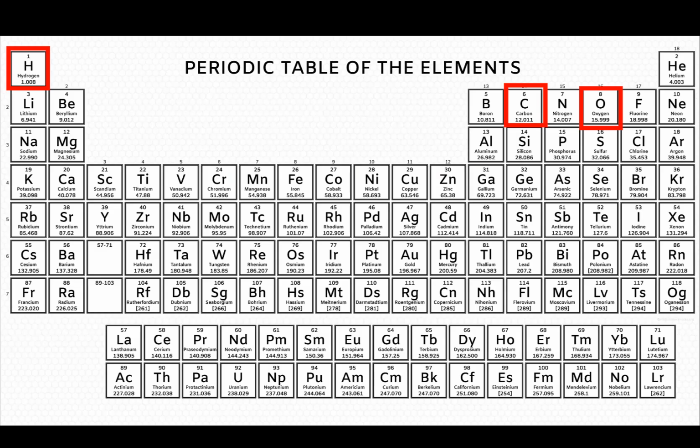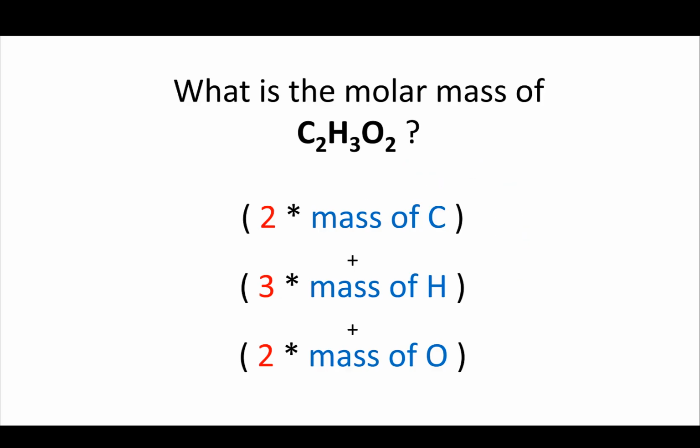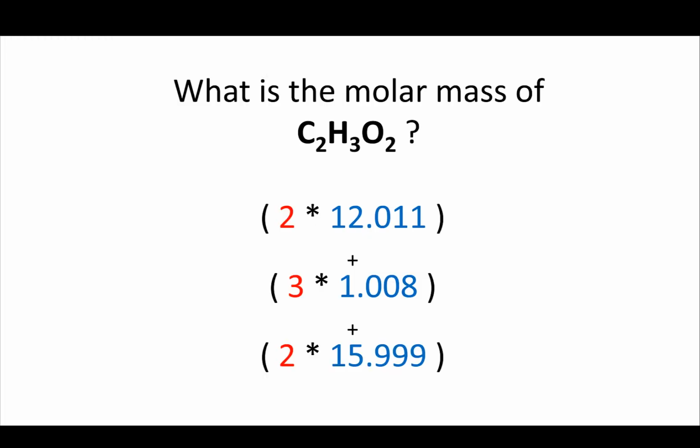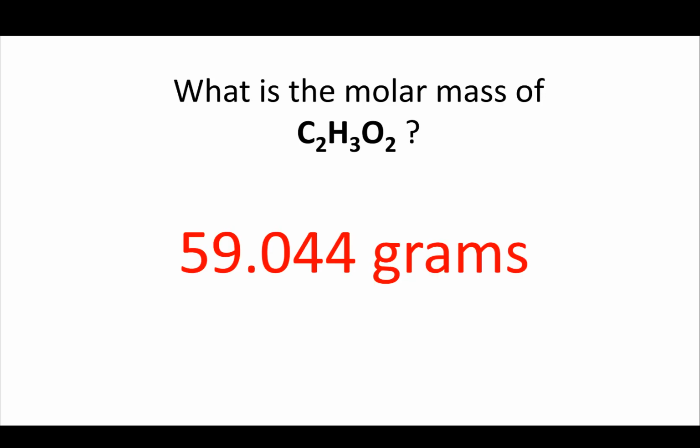So let's look at the table. Carbon weighs 12.01, oxygen weighs 15.99, and hydrogen weighs 1.008. So where we see the mass of carbon, hydrogen, and oxygen, we will plug in these numbers and get this expression. So you can just put this into a calculator, and you will get 59.044 grams. So this is the molar mass of this chemical.